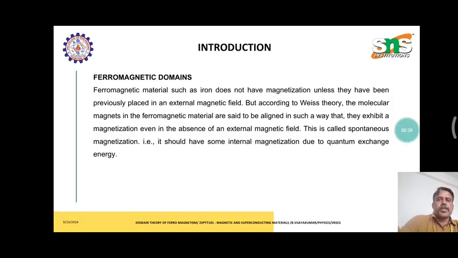So we discussed the ferromagnetic domain in the introduction part. A very good example of this material is iron, because it has magnetization even if it has not previously been placed in an external magnetic field. Curie's theory is that the quantum exchange magnetization forms an internal separation, and that is called a domain.